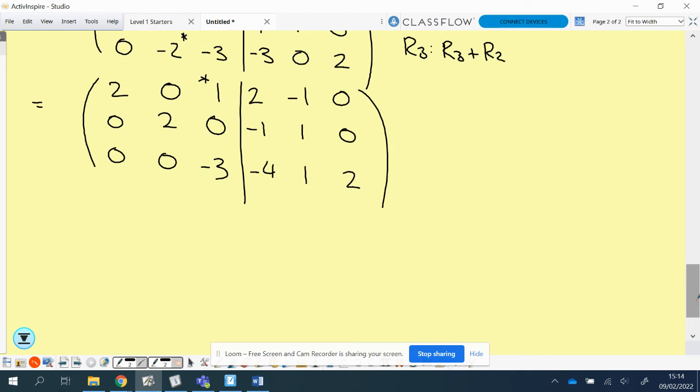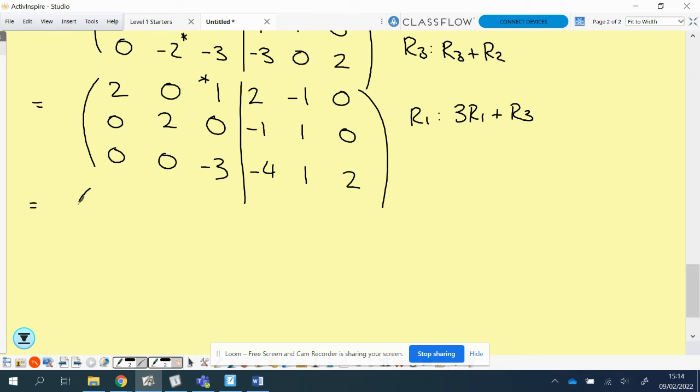Okay, so I want to now change row 1. But I don't want to change it so that it's going to impact on any other positions. Like, I don't want to change a 0 into something else. So I'm just going to use row 3 to do it, okay? Because the other 2 zeros will keep that in place. So how am I going to do that? Well, I'm going to do 3 lots of row 1 plus row 3. Okay, that way I'm going to get a 0 in that position there.